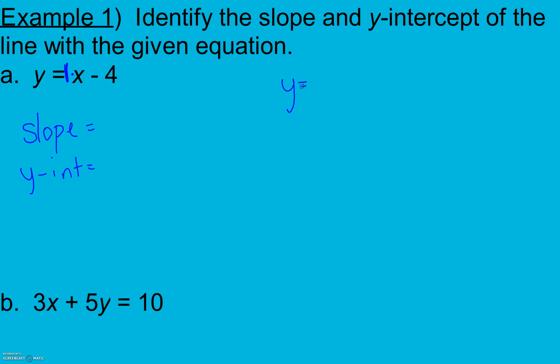My slope and my y-intercept are what we're looking for here. Remember, our equation is y equals mx plus b. M is our slope. B is our y-intercept. So here, my slope is the 1. My y-intercept, don't forget to take the sign in front of the number with the number, is -4.